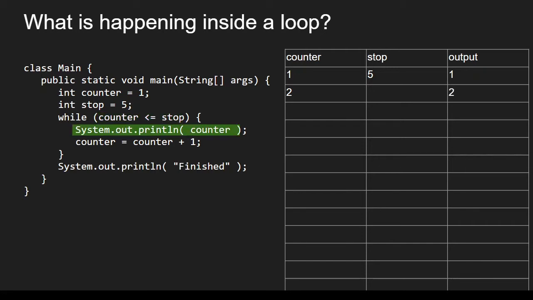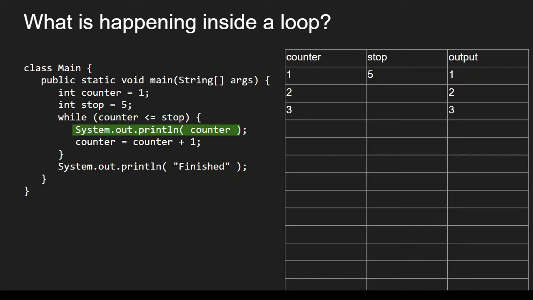This time we will print out the counter value of 2, and again we will add 1 to the value of 2. So a temporary value of 3 is stored within Java's internal memory, which is then uploaded and reassigned into the value of counter. We go through the process again. Is counter less than or equal to stop? 3 is less than or equal to 5.